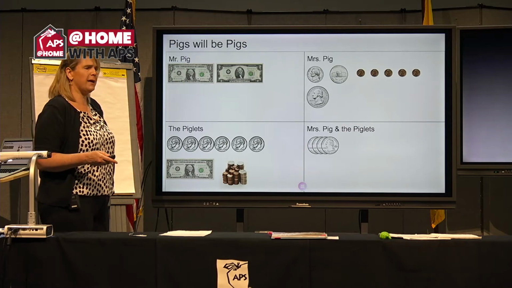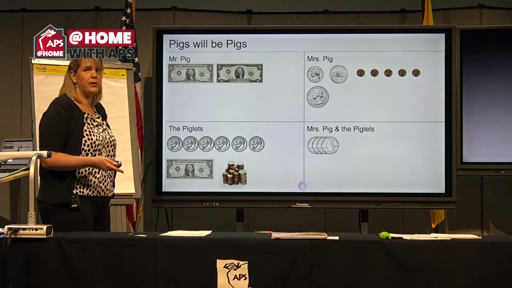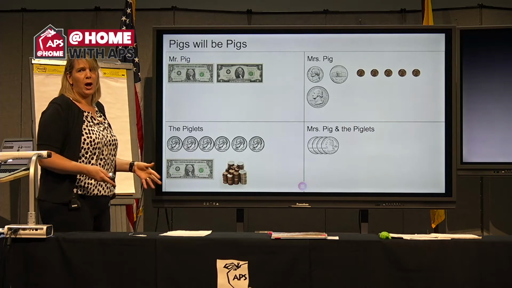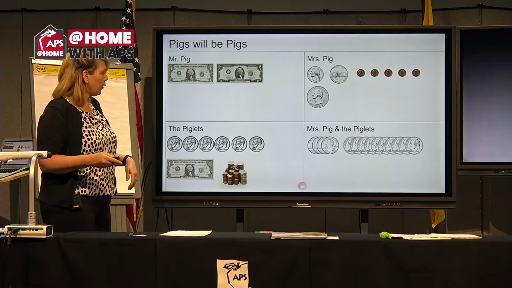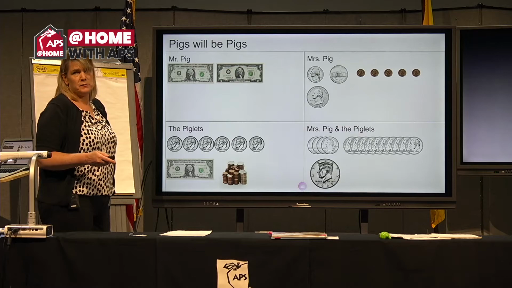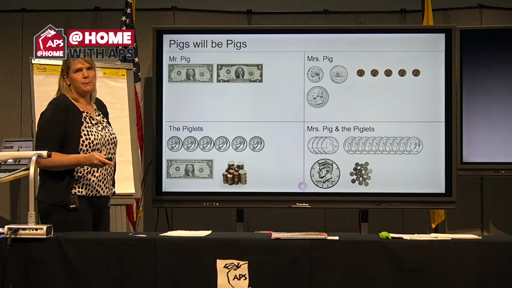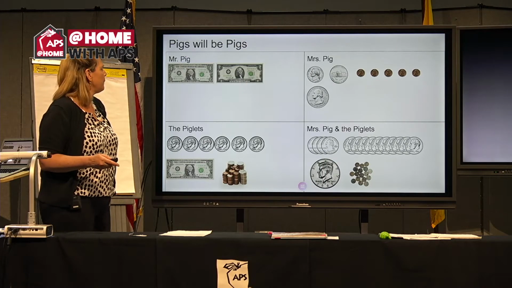And then Mrs. Pig and the piglets, they went into the hall closet. They started looking through coats. They started looking inside the pockets. And they found 4 quarters, 10 dimes, a 50-cent piece. That's kind of a cool thing. And then we also had 17 pennies that they kind of scrounged together from there.